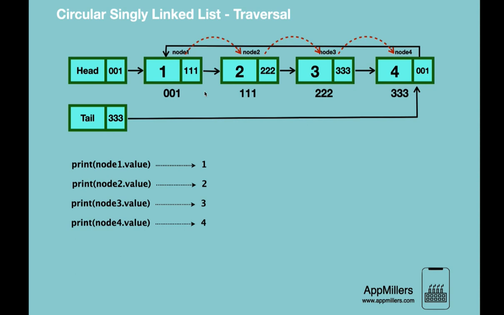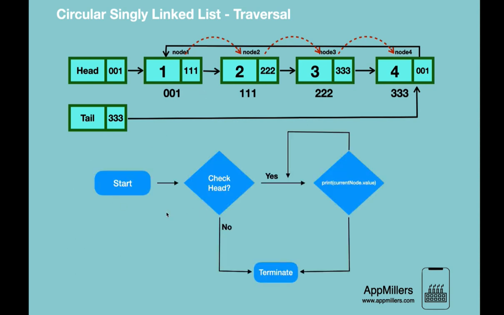Okay, let's see what the algorithm for traversal of a circular single linked list looks like. The first step is checking the head. If head exists, it means that we have elements in the circular single linked list, so we continue to loop through it and print its values. Otherwise, if head does not exist, we terminate our algorithm.